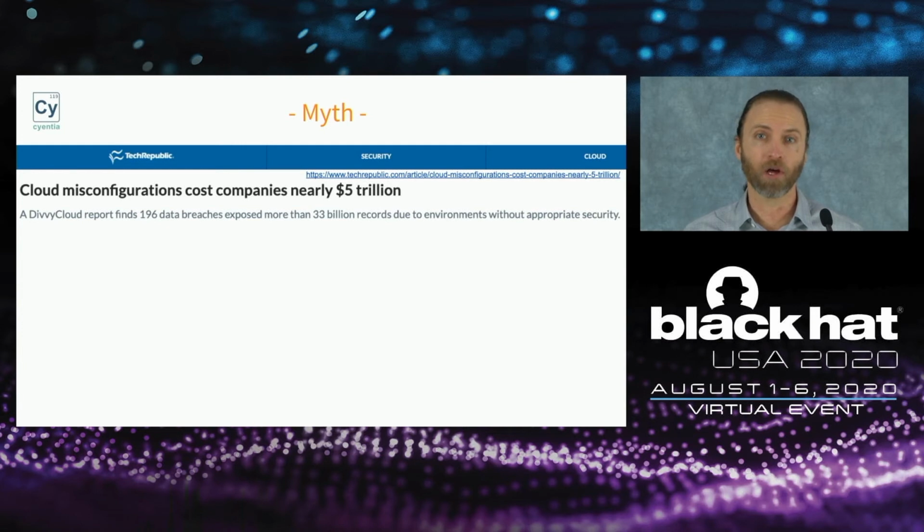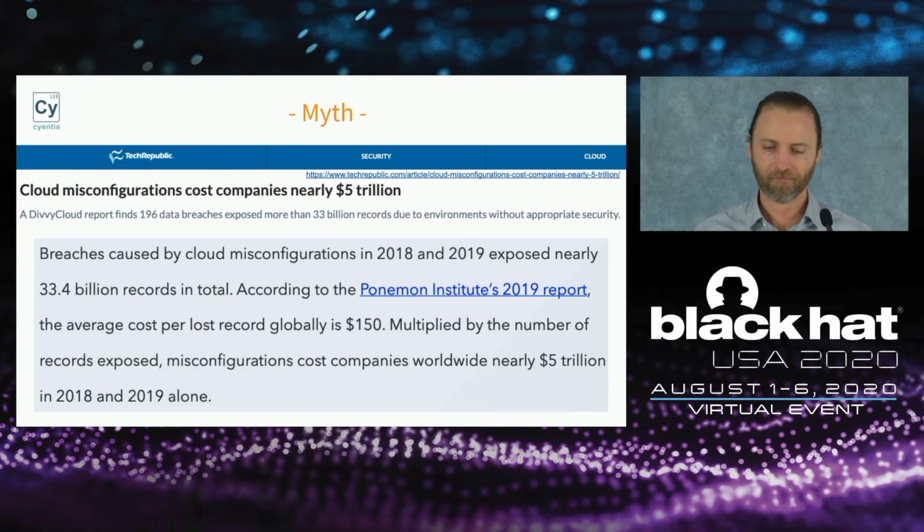spends on healthcare alone. The U.S. spends more on healthcare than any other nation. We spent $3.5 trillion on healthcare. What we're saying is that these breaches cost companies, they actually incurred a real cost of $5 trillion. At this point, you should be scratching your head and saying, that doesn't add up. We're not actually seeing that much. So where do these numbers come from?